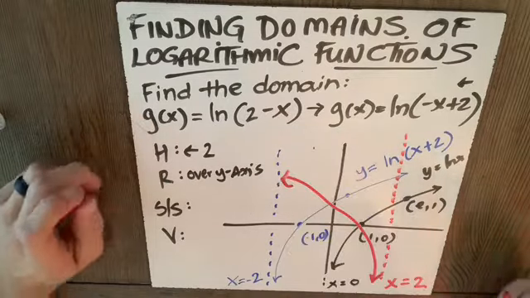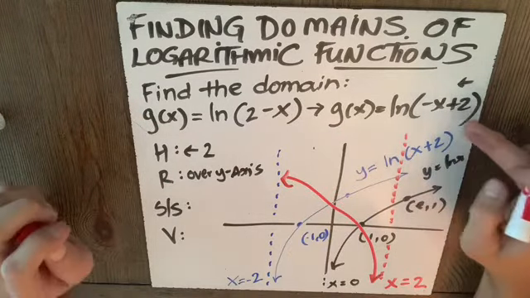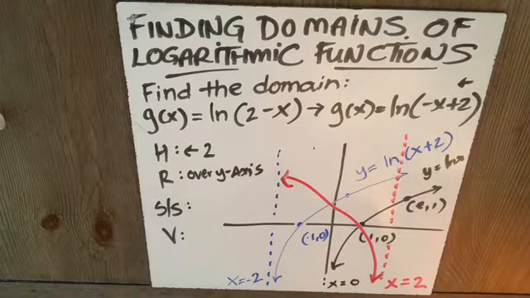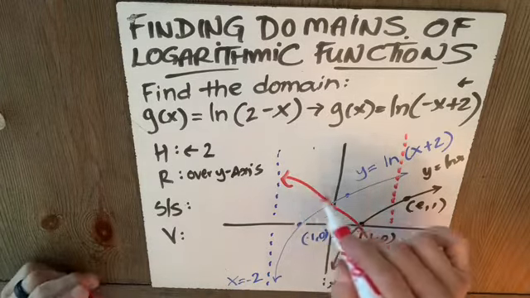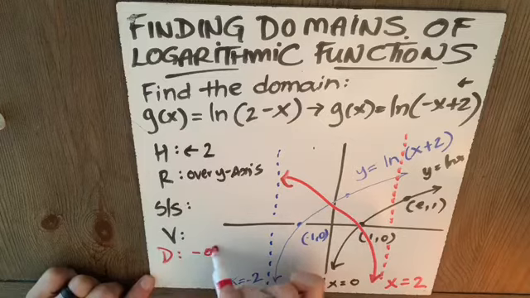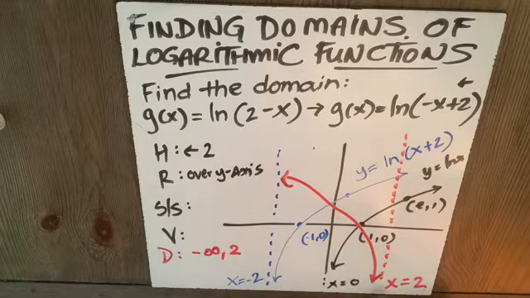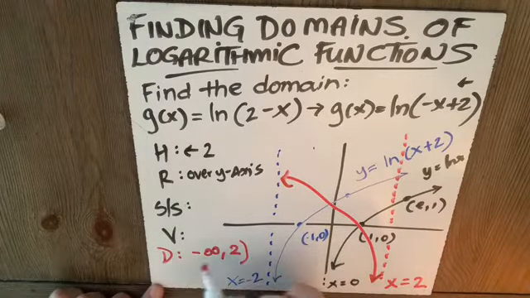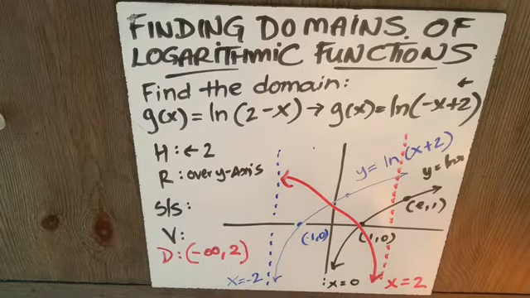And there is my graph of natural log of negative x plus 2. So what is its domain? Well, I'm looking at this graph here. The domain is from negative infinity all the way up to 2. Can I include the 2? No, sir, I cannot. No, ma'am, I cannot.